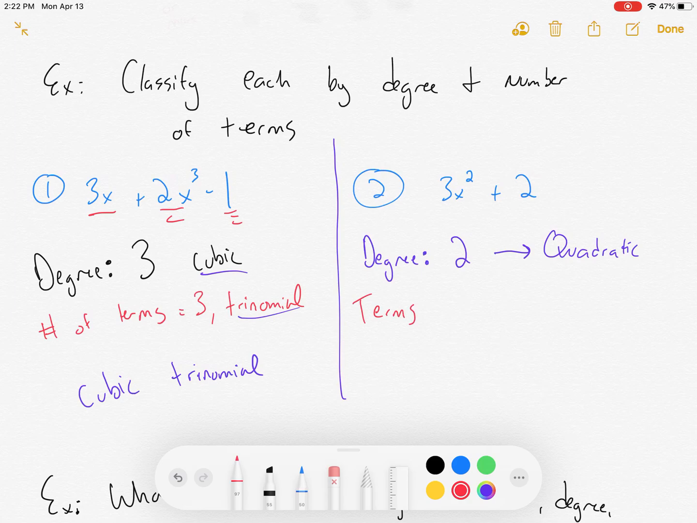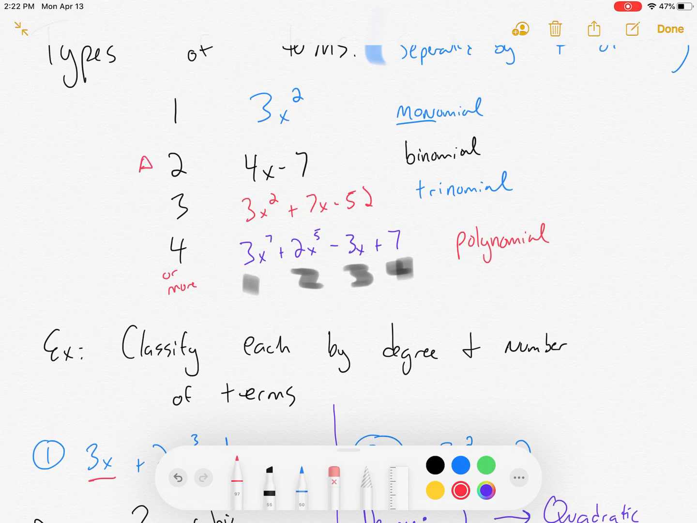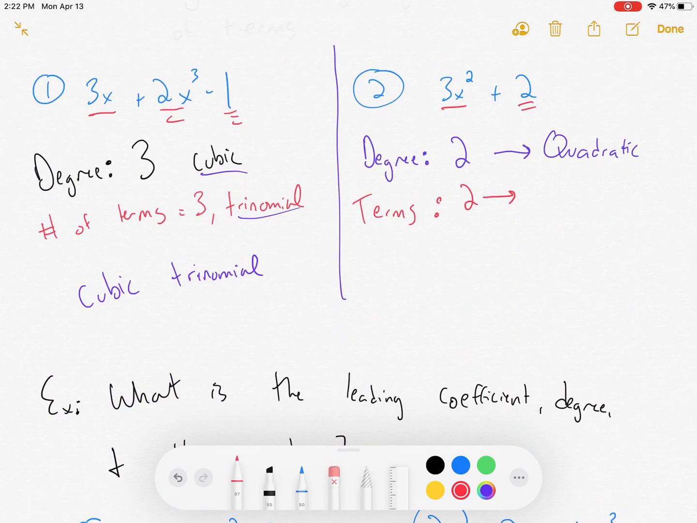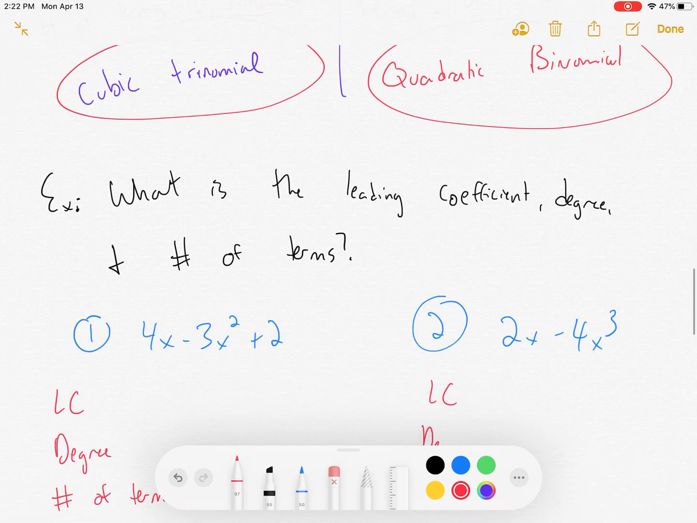Now we got to figure out how many terms does this beast have. Well, number of terms. It has 1 term here, 2 terms here. So 2 terms makes it a binomial. So this is a binomial, and we now have, just combine the 2 words, a quadratic binomial. Quadratic binomial. Number 1 was a cubic trinomial.